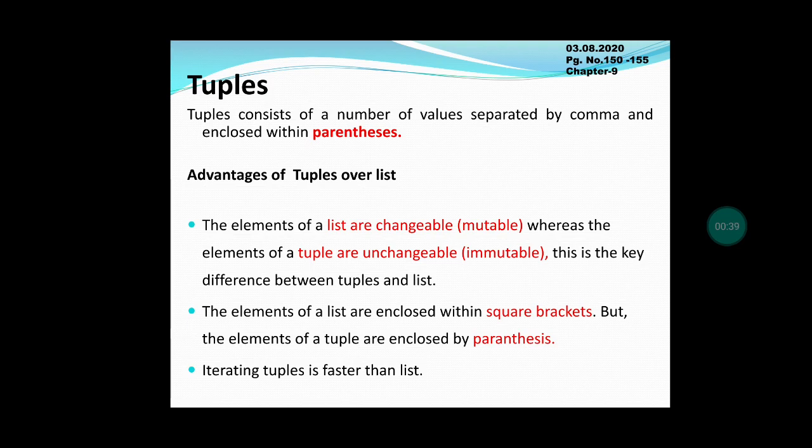The elements of a list can be changed, but in tuples the elements cannot be changed, that is, they are immutable. And a list, as I already said, is enclosed with square brackets, but tuples are enclosed with parentheses. Iterating over tuples is faster than over lists.